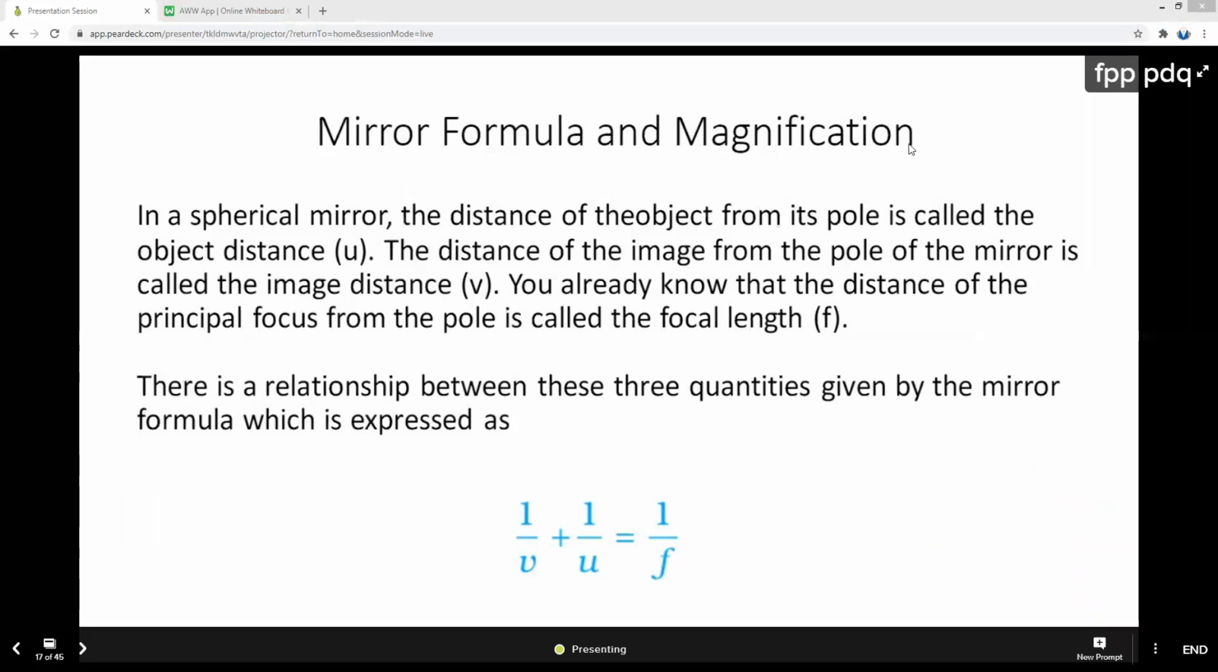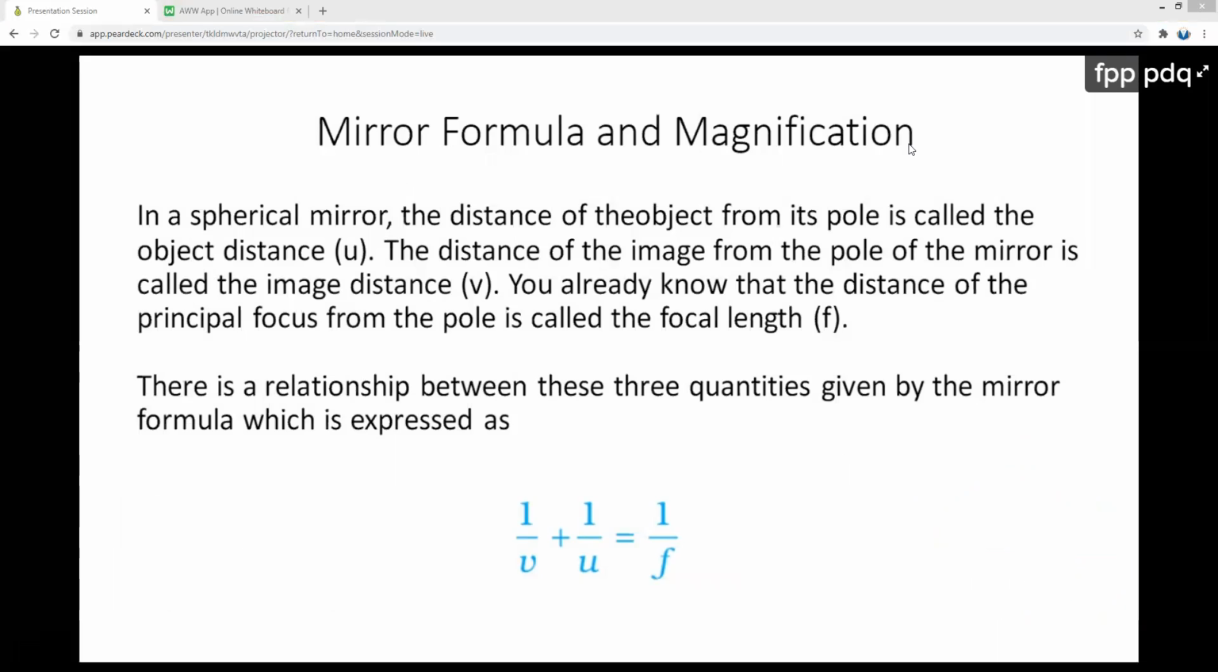Yeah, okay. So now we'll learn numericals and what we denote things with. So first, in a spherical mirror, a normal mirror, the distance of the object from its pole is called the object distance. That's obvious.